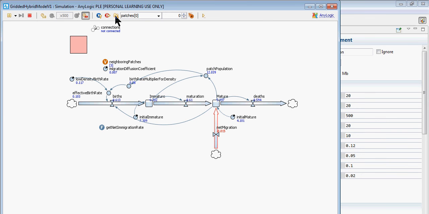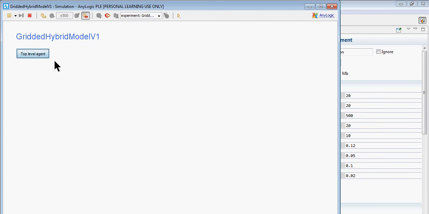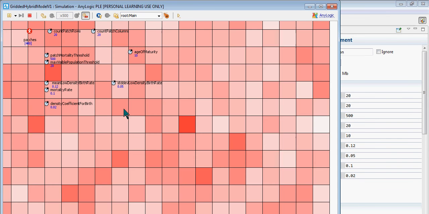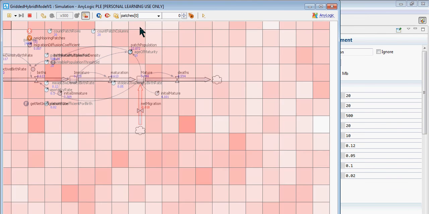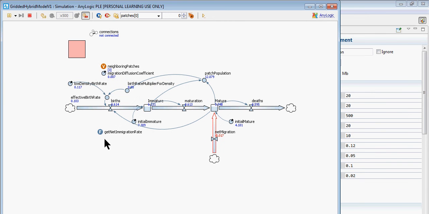Okay, ladies and gentlemen, we're going to run here. Let's run this gridded hybrid model. Here we have a set of patches. If we go down here to the patch level, we'll see that each patch is characterized according to immature and mature organisms.